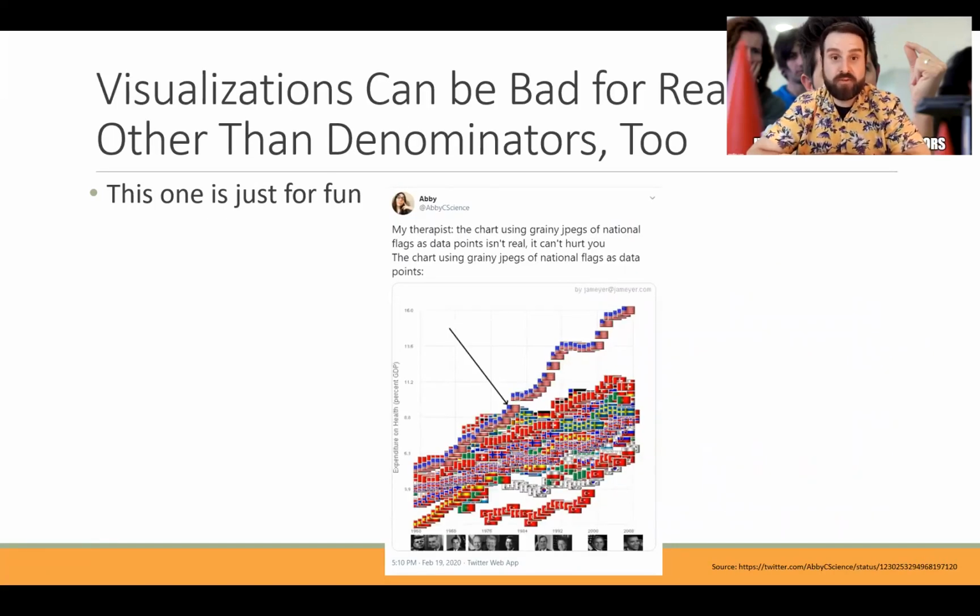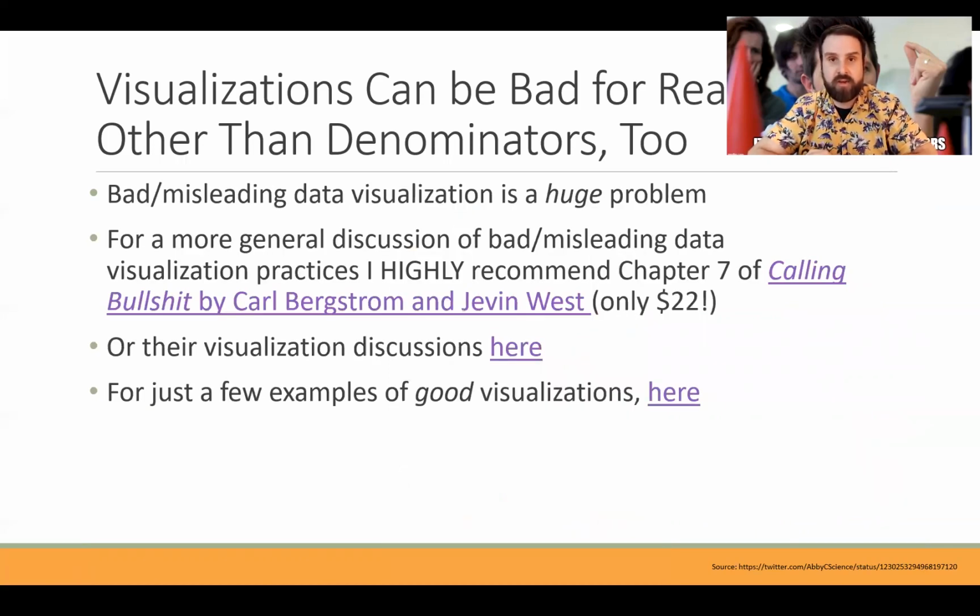All right, this bad data visualization is just for fun. But Abby's tweet here definitely made me laugh out loud. The chart using grainy JPEGs of national flags as data points isn't real. It can't hurt you. The chart using grainy JPEGs of national flags as data points. It really obscures anything you're trying to see. So don't create graphs that are too crowded. That's just a good piece of advice.